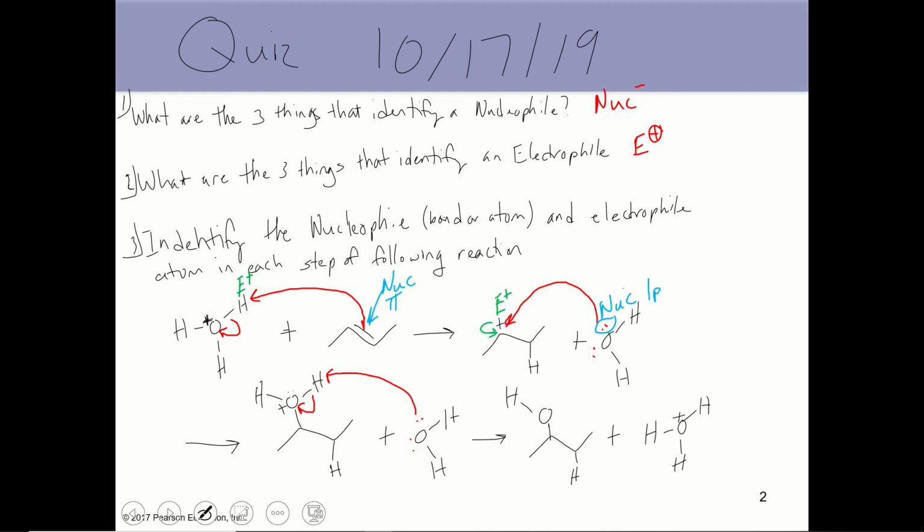Then in the third step of the reaction, we have, again, another lone pair for our nucleophile. And for our electrophile, we have this partial positive hydrogen atom because the arrow is going to point at the electrophile. And that would give us all of the electrophiles and nucleophiles of our reaction defined.